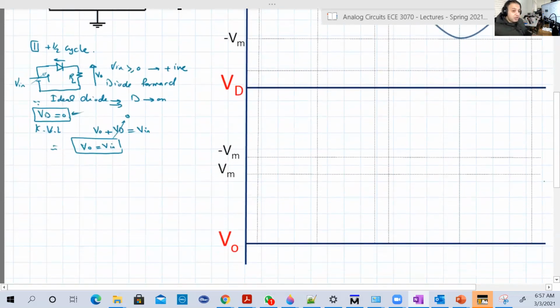Last time when we dealt with this, we divided this region into 2 regions: when V input is greater than 0.7 and when V input is less than 0.7. Here we don't need all of that. Okay, number 2.